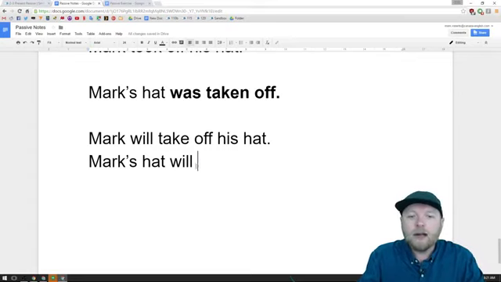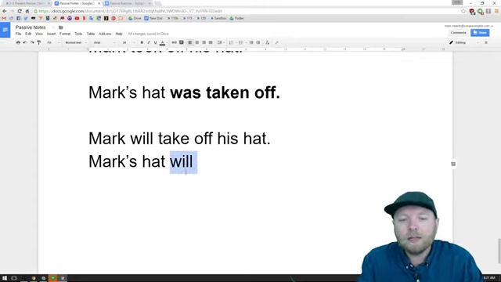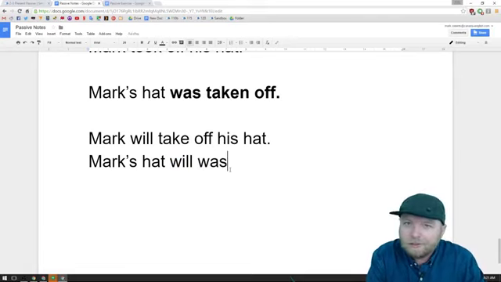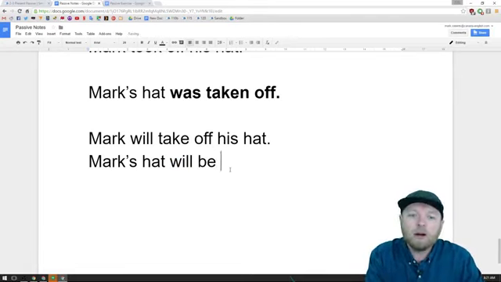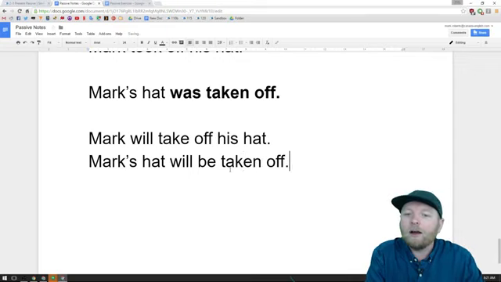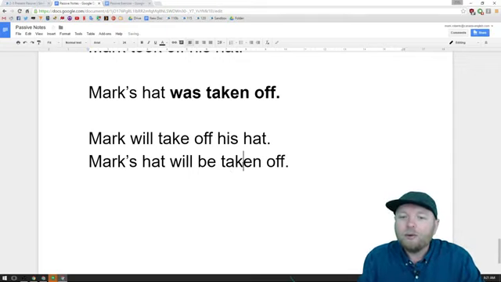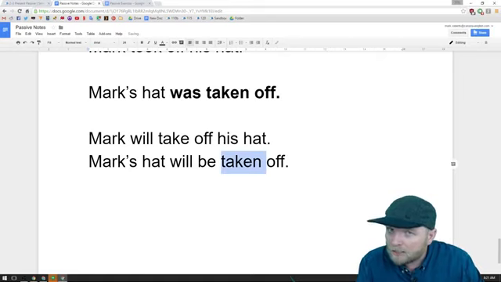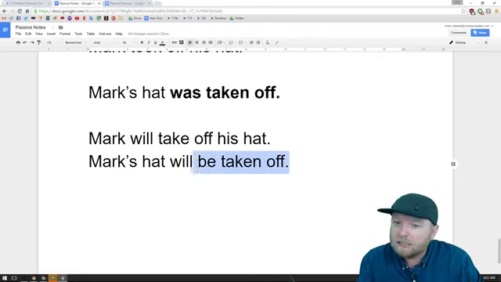So how do you say be after will? How do you say be with will? Well, easy. We don't say be was. No, we say will be. And the past participle, taken off. Look, here we use the past participle, but it doesn't have a past meaning. This has a future meaning.